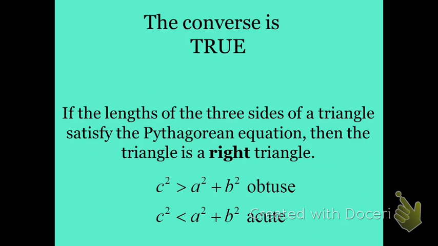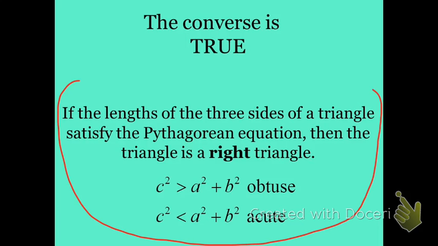So it is true. So that means that if the lengths of three sides of a triangle satisfy the Pythagorean equation, then the triangle is right. But if c squared, so since it's no longer a right triangle, c is just going to be the biggest side. A and b are the two smaller sides. If c squared is bigger than a squared plus b squared, then the triangle is obtuse. If c squared is less than a squared plus b squared, then the triangle is acute. So this set of notes right here that I'm circling in red is what you need to take from this video. And now we're going to apply it.